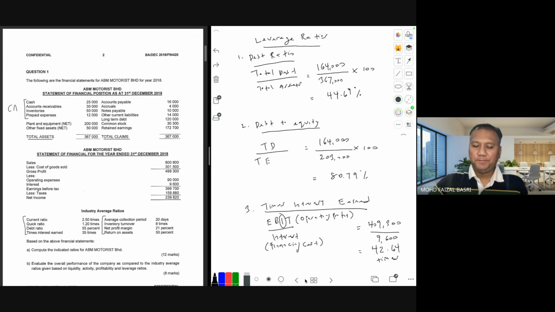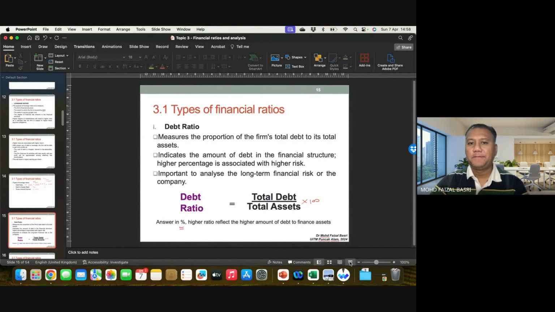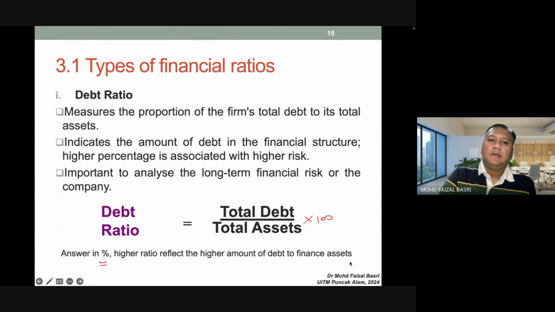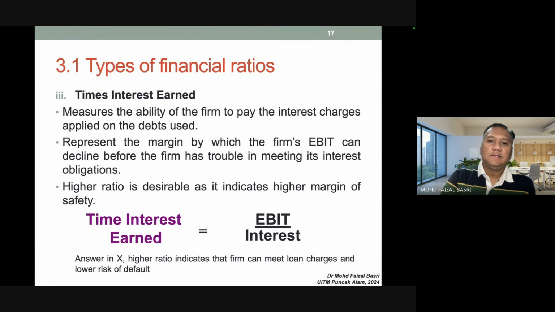Okay, so explanation, you can refer to the notes lah kat bawah ni ada. Okay, so this is the debt ratio. This is the debt to equity ratio. Okay, and this is the times interest earn. So the higher the ratio indicates the company can meet the loan charges, which is the interest, and has a lower risk of default. Sebab dia tak ada masalah untuk serve dia punya loan charges lah, ataupun dalam case ni interest ataupun the financing cost.